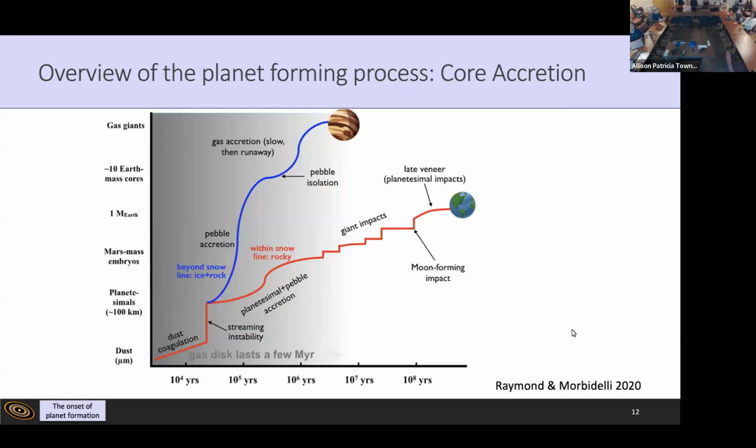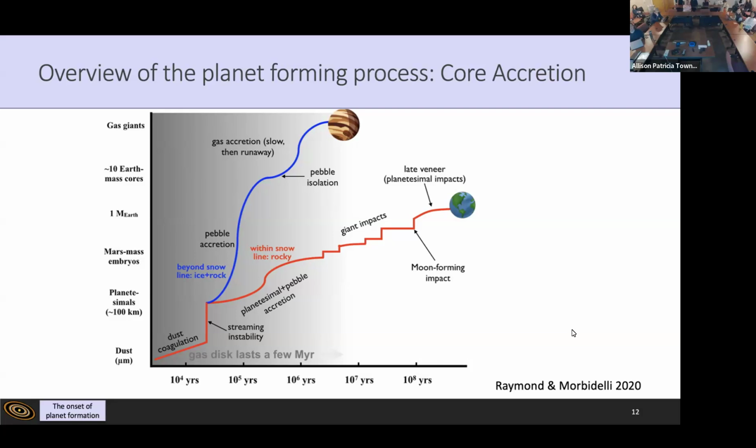So here is a theoretical plot from Raymond in 2020, and the y-axis is time. You can see it started with very small micron-sized dust in the interstellar medium, and then dust coagulates, becomes larger, and then streaming instabilities form larger planetesimals of kilometer size. Then you continue to have pebble accretion, and once it reaches the pebble isolation mass, you will start to accrete gas, and then with runaway growth, eventually form giant planets.